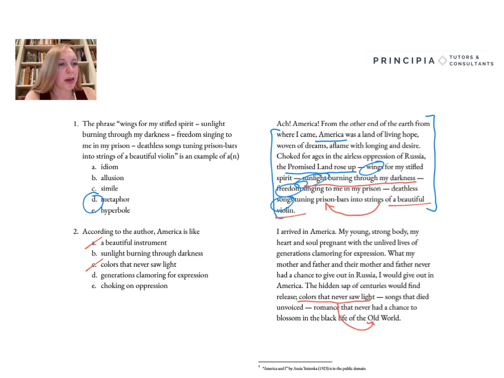Generations clamoring for expression. We also see that here, but that's similarly talking about the things her body was holding as she went to America, which isn't quite the same thing as saying America is like. And then finally, choking on oppression. We see that oppression referenced when she is talking about Russia instead with this airless oppression. So that's not referencing America. So that would mean our best answer for this one would be B.